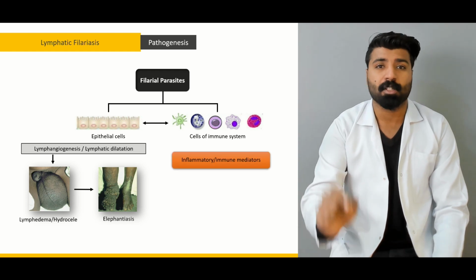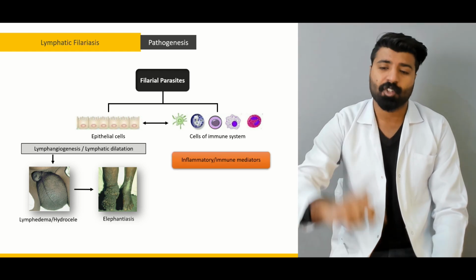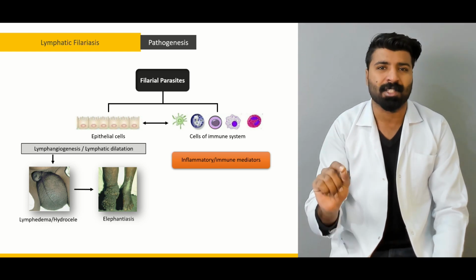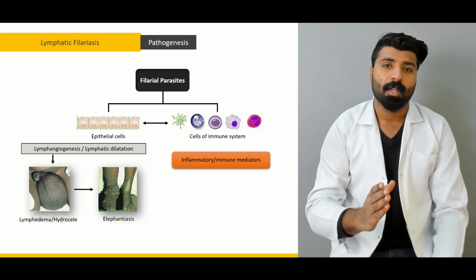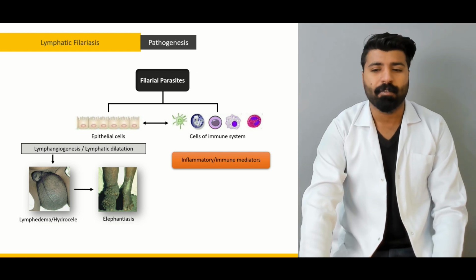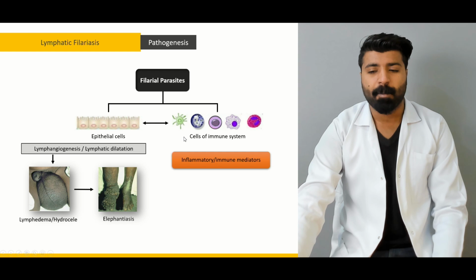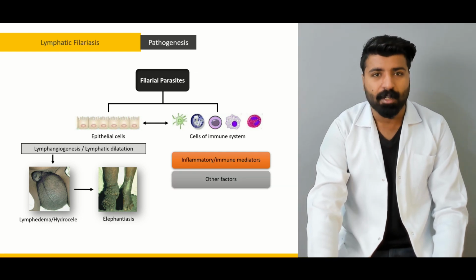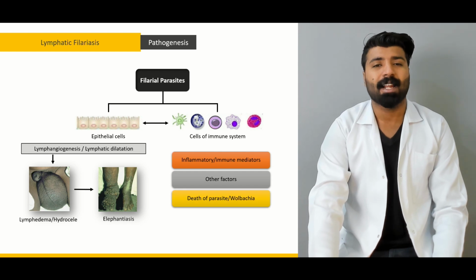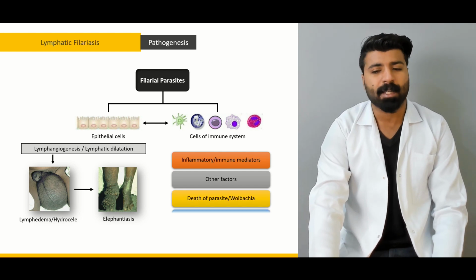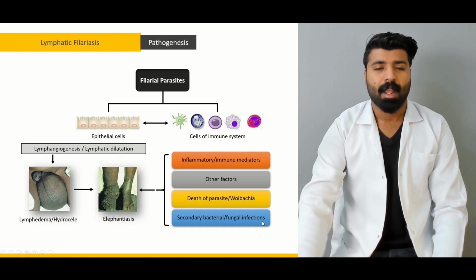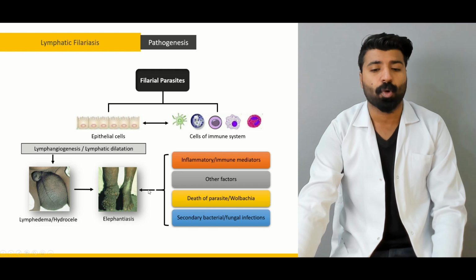What will happen to cells of the immune system? That's rather more important, I'll say. That's more important than what happens to epithelial cells. So at immune levels, what's going to happen? Inflammatory and immune mediators are going to get affected. Other factors will be released. Deaths of parasites and Wolbachia will happen. Secondary bacterial or fungal infections will come in. And that's also going to lead to elephantiasis and hydrocele.